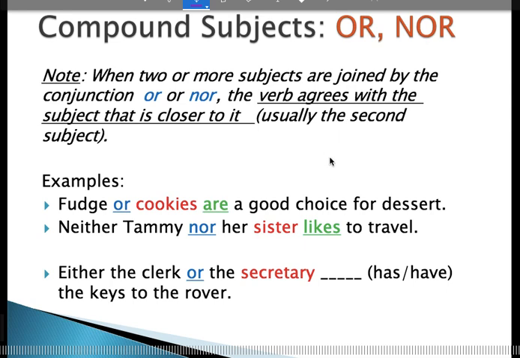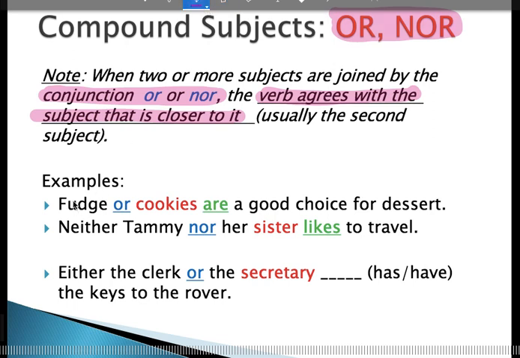Finally, the last compound subjects that you need to be aware of are when we're using or nor. So these are really important. When two or more subjects are joined by the conjunctions or nor, the verb agrees with the subject that is closer to it, which is usually the second subject. So if we have the words or nor, the verb agrees with the subject that is closer to it. So this will make more sense looking at some examples.